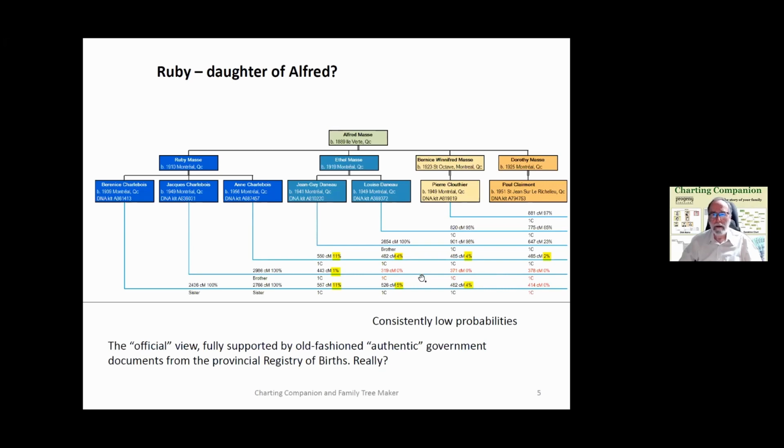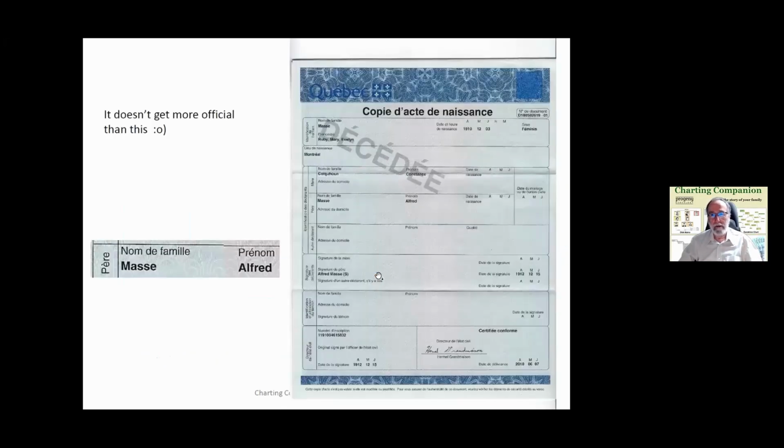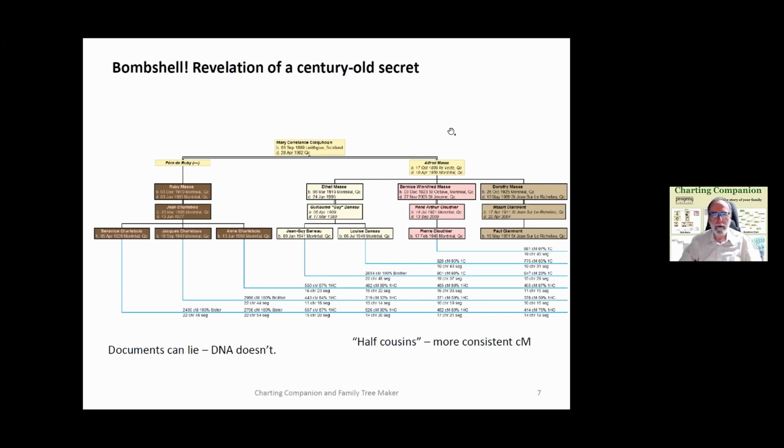How can this be? This chart was based on what my grandmama told me. And it's also based on unimpeachable documents, to wit, this official birth certificate. Well, my friends, I am sad to inform you, it is a hoax. It is a fib. My grandmother schlepped my grandfather down to the registry of births to lie about being Ruby's father.